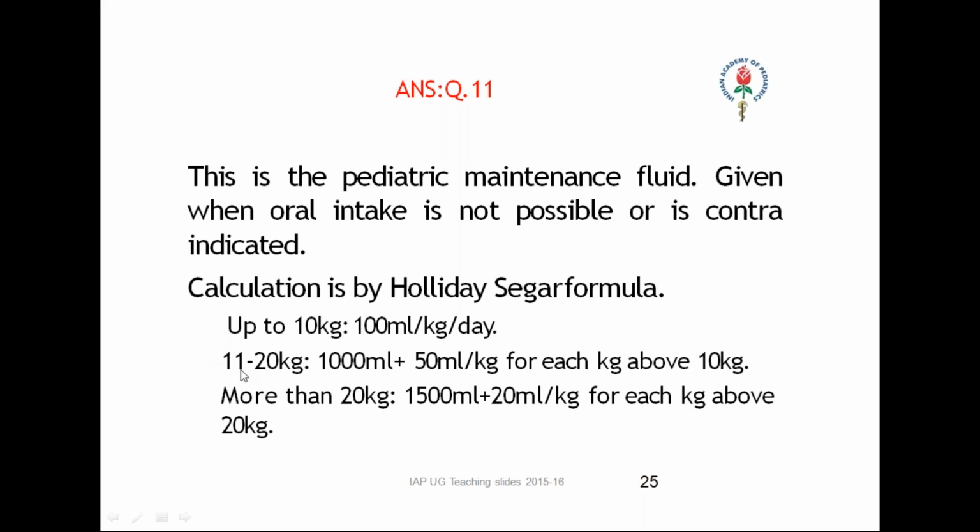How will you calculate the fluid formula? Up to 10 kilos, we give 100 ml per kg per day. For 11 to 20 kilos, first 10 kilos 100 ml per kg, so 1000 ml, followed by 50 ml per kg for each kg above 10 kilos. More than 20 kilos, for each kg we add 20 ml. Suppose the child weighs 25 kilos: first 10 kilos 1000 ml, next 10 kilos 500 ml, so 1500 ml, next 5 kilos, 5 into 20, 100 ml. So 25 kilos, roughly 1600 ml of fluid is required for that day. That formula is called the Holliday-Segar formula.